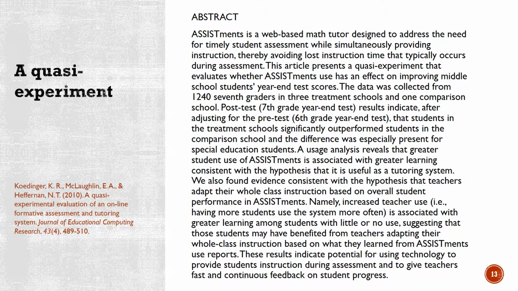So here's an example from the literature of a quasi-experiment. So in this study, they looked at the effects of a web-based math tutoring software on students' year-end test scores. And if you read this description, you'll see that what they did was compare students in a treatment school that used the assessment software versus control schools or a comparison school. Now, of course, they could not assign participants to the schools that they attend. So here is an example where they were using pre-existing groups.